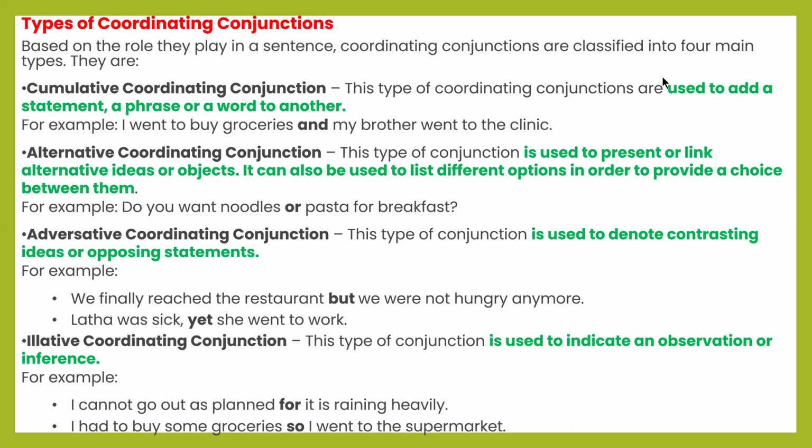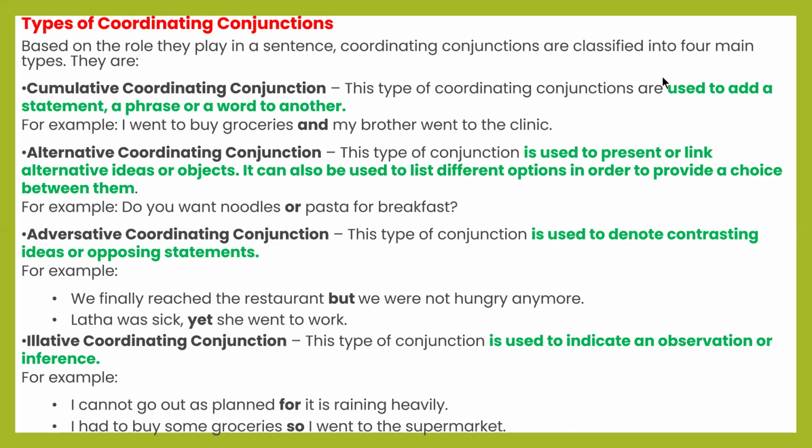Adversative coordinative conjunction is used to denote contrasting ideas or opposing statements. Example: we finally reached the restaurant, but we were not hungry anymore. Lata was sick, yet Siva went to work.